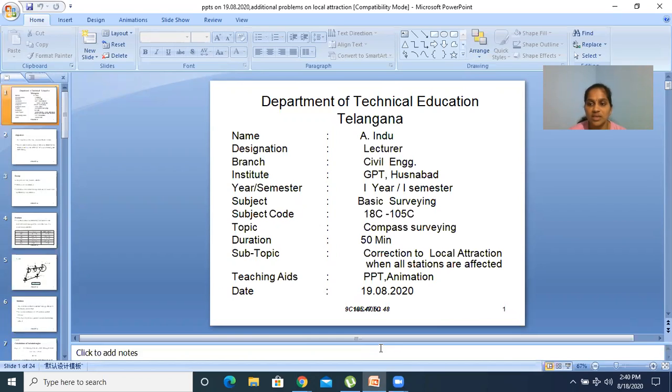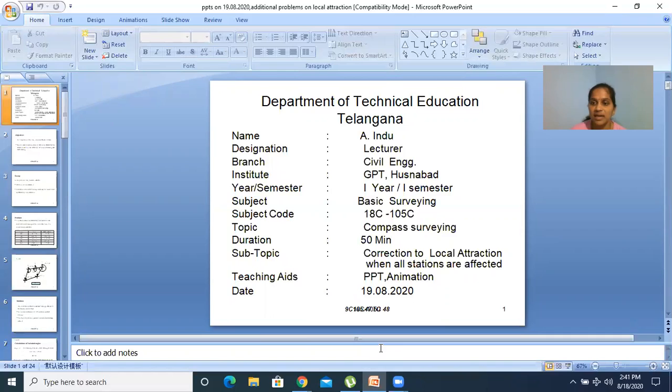Before starting today's class, let me recall what we covered in the last class. Friends, in the last class we went through some problems on local attraction on the board, that is, correction to the bearings affected by local attraction by the direct method and the included angles method. Hope you all understood. Is it okay?